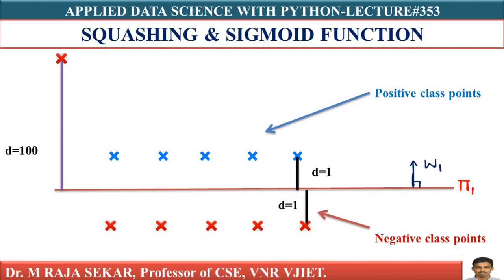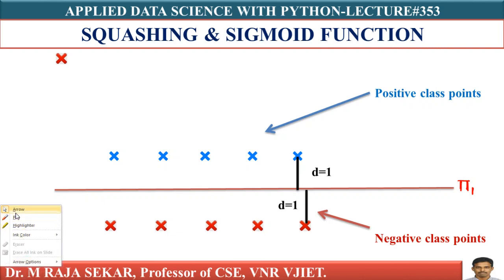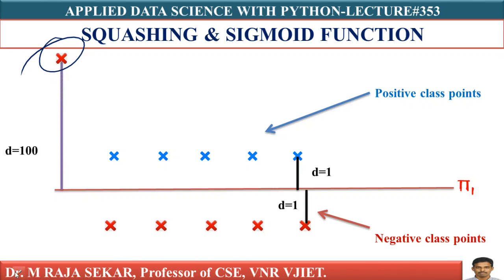Let me assume there are 5 negative points and 5 positive points. All these points are at distance 1 unit from my hyperplane pi1. I have a negative point here. If I have a negative point here, let's assume the distance of this particular point from hyperplane pi1 is 100 units.